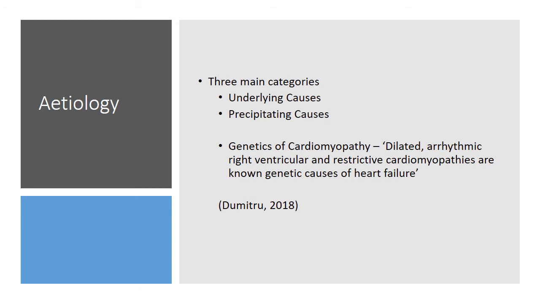Moving on from the pathophysiology into the aetiology of heart failure, we can see that we have 3 main categories. Starting from the bottom, we've got genetics of cardiomyopathy. So these are hereditary conditions that are going to affect the heart's ability to perform its function as a pump. But we're going to talk mainly about the top two, which are the underlying causes and the precipitating causes.